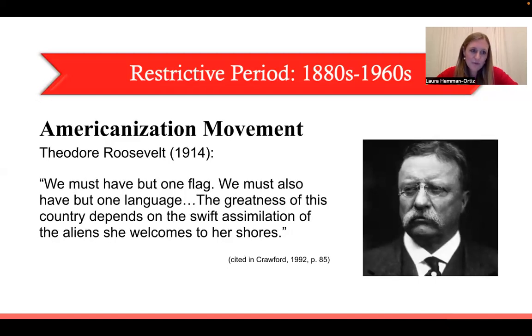During this time, for example, Theodore Roosevelt said, "We must have but one flag. We must also have but one language. The greatness of this country depends on the swift assimilation of the aliens she welcomes to her shores." Very clearly stating that language is a key part of identity as an American, and assimilation is the priority.